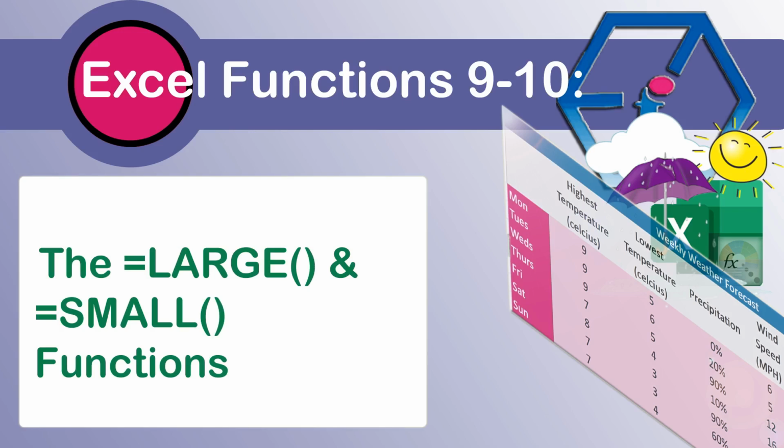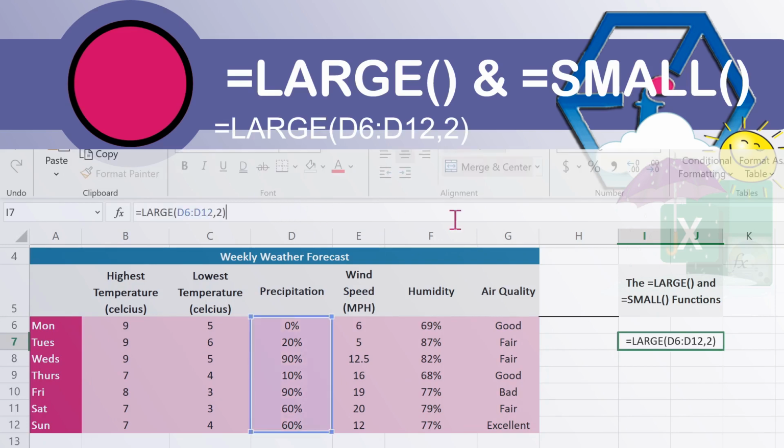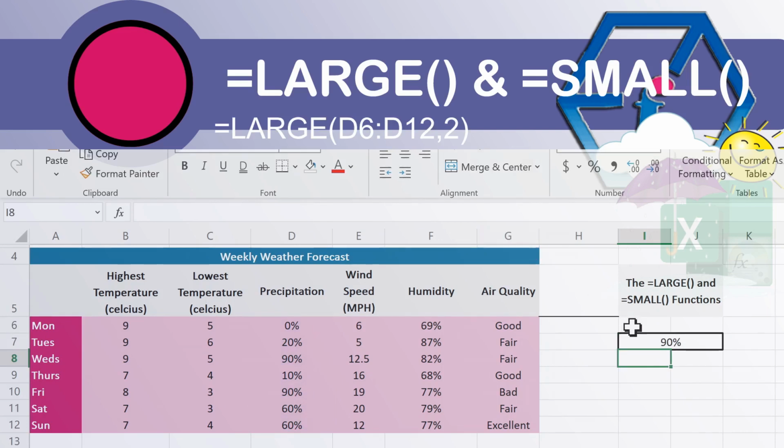But what if we wanted to show the second highest daily rainfall, or the third highest or lowest? For this we can use the large and small functions, which give us much more flexibility and maneuverability than the max and min functions. The large and small functions take a second comma-separated argument which tells Excel to look for the first, second or third largest or smallest value and so forth.